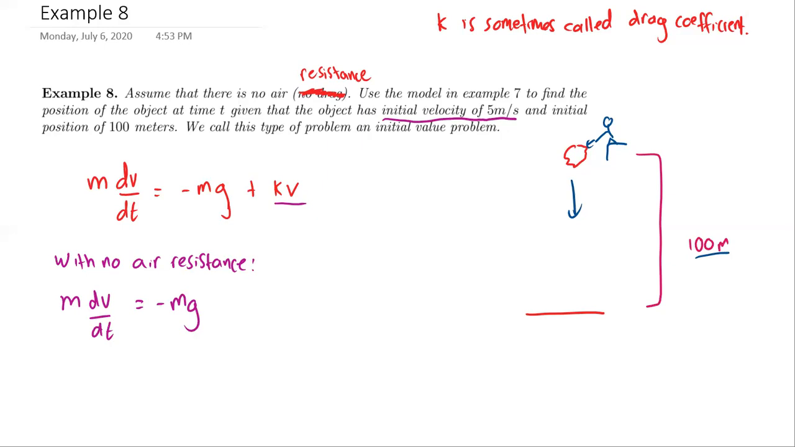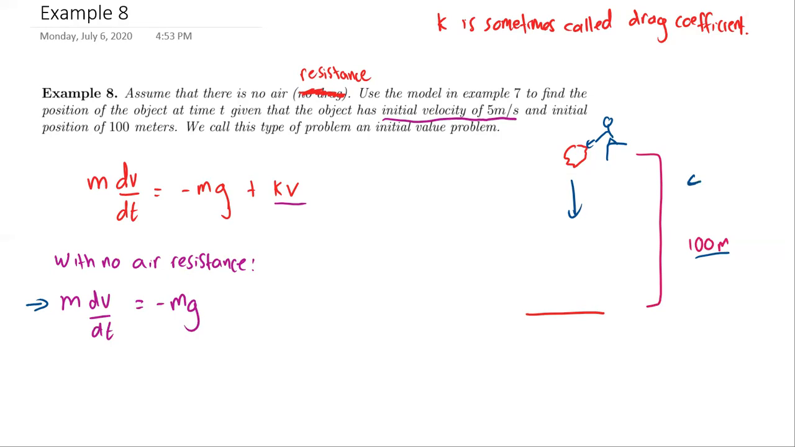This is the picture for this problem. We have this model that models this system, and we want to find the position of the object. We're starting with acceleration. Remember, dv/dt is acceleration. We want to get all the way back to position, so we have to do it in steps: from acceleration back to velocity, back to position.